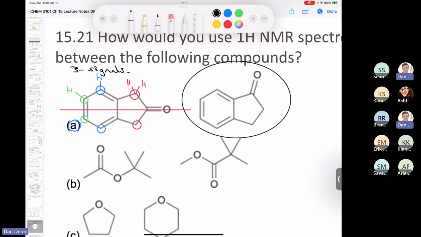No, none whatsoever. So could anybody tell me how many signals you would see for this compound? And just go with your gut. It's not a trick question. There's no trick here. Somebody says 6. I agree with that. All of these protons are unique, aren't they? We have an aromatic proton here. We have another aromatic proton here. Those are not chemically equivalent. This aromatic proton is not chemically equivalent to anything else.